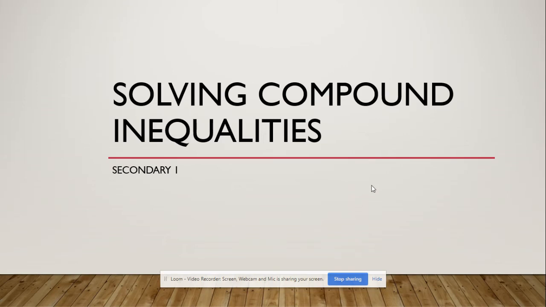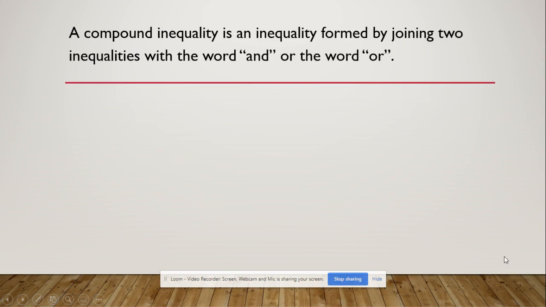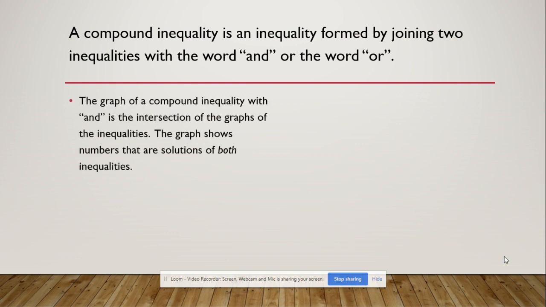Welcome back, students. Today we're going to be talking about solving compound inequalities. A compound inequality is an inequality formed by joining inequalities with the word and or the word or. Now, the graph of a compound inequality with the word and is going to be the intersection of those graphs.